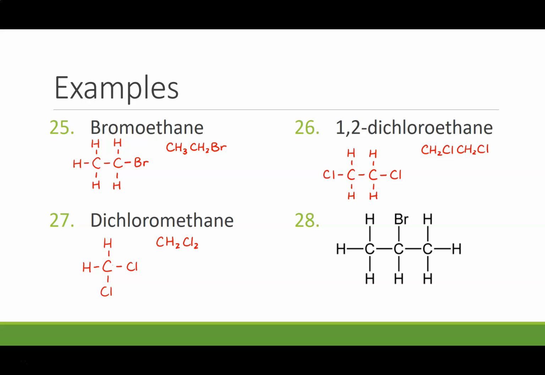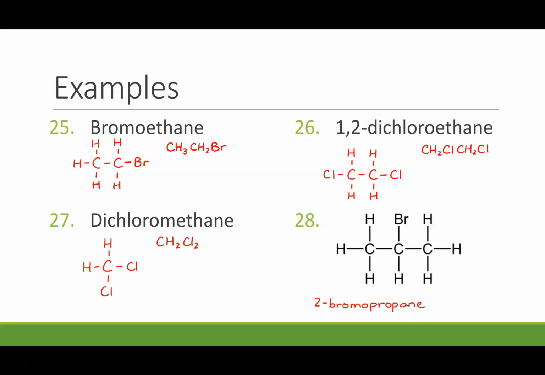In number 28, we are given a full structural formula, and we are supposed to name this compound. There are 3 carbons, so this is propane, and there is a bromine on carbon 2. So we would name this 2-bromopropane.